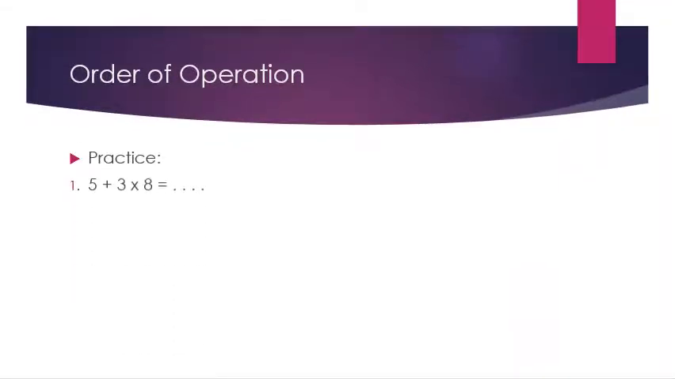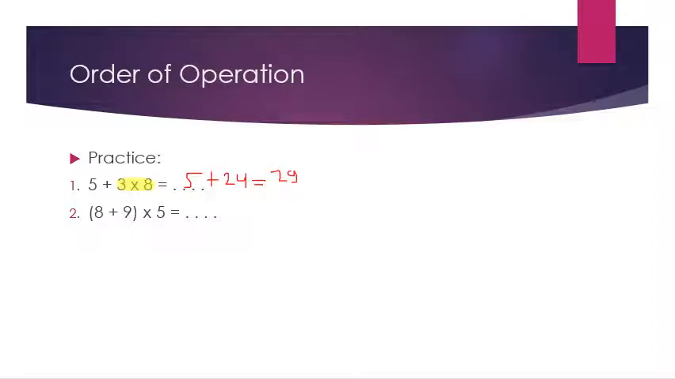Practice is 5 plus 3 multiplied by 8. Now there's an addition here. First, we have to do which one first? Addition or multiplication? Yes, multiplication first. So we do 3 multiplied by 8 first, which will be equal to 5 plus 24, which is equal to 29.